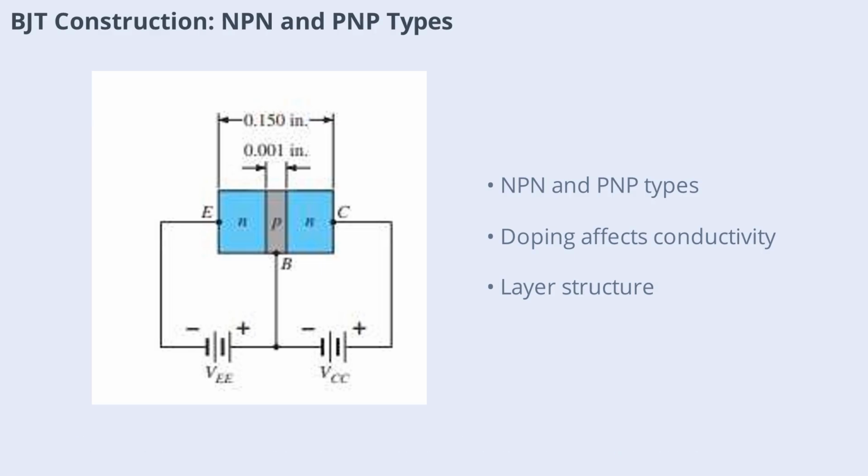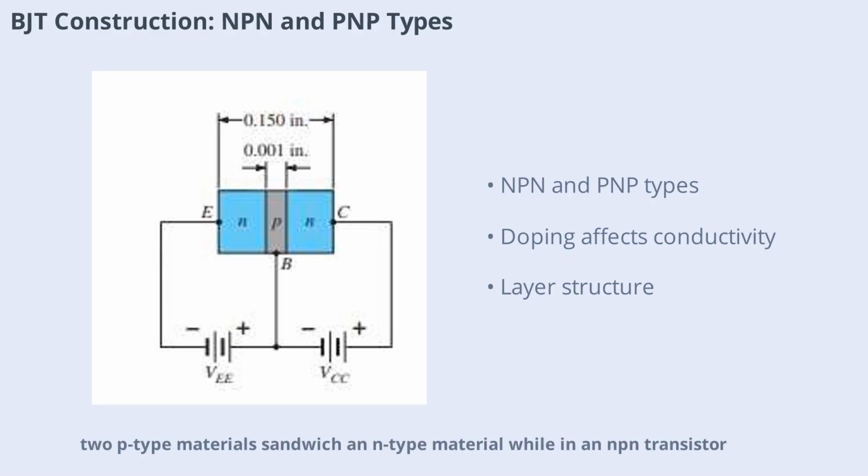In a PNP transistor, two P-type materials sandwich an N-type material, while in an NPN transistor, two N-type materials sandwich a P-type material. The collector is lightly doped, and the emitter is heavily doped, affecting the conductivity of each layer. Higher doping levels result in greater conductivity. This construction determines the transistor's performance and is crucial for understanding how BJTs function in circuits.